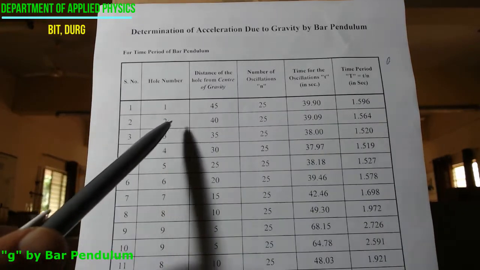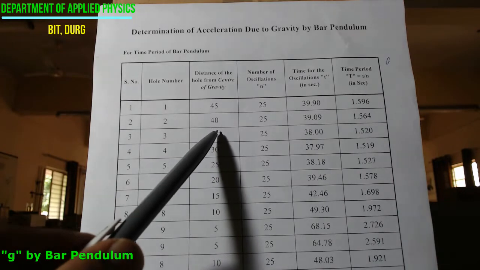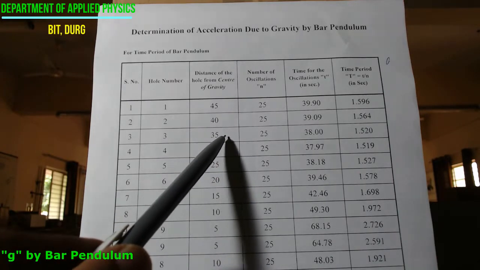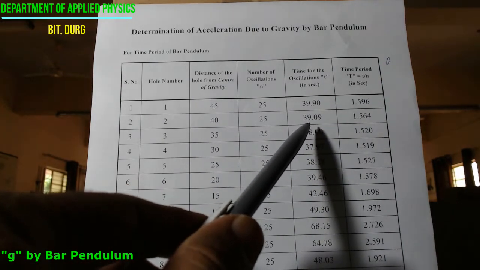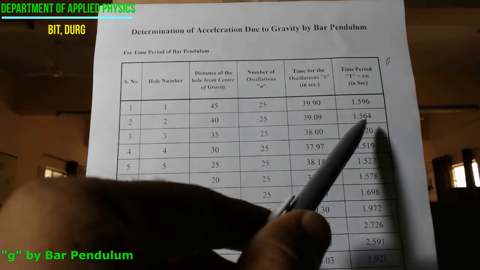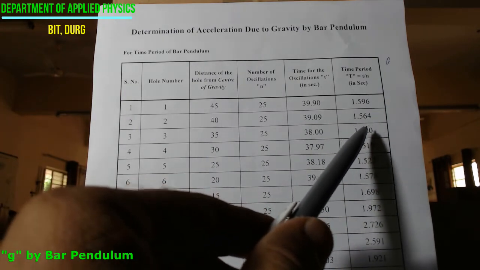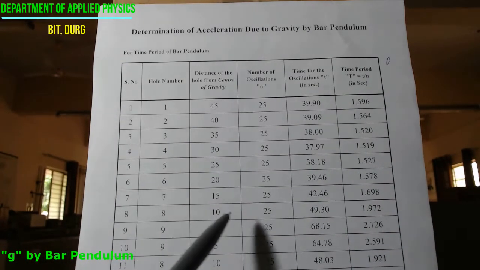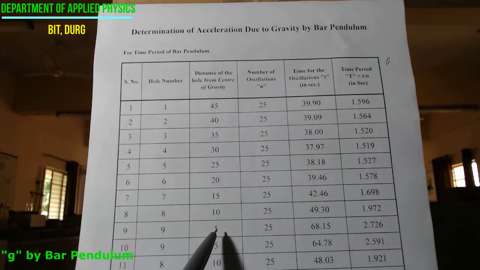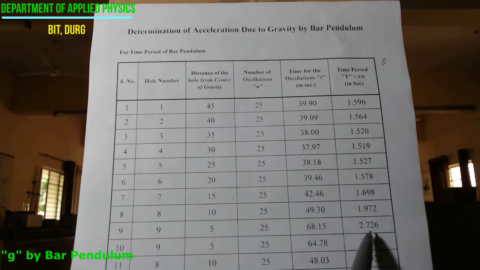In the second case, the second hole I have taken is at a distance of 40 cm from the center of gravity, again 25 oscillations. This time the time interval reduces to 39.09 seconds, and the time period becomes 1.564. Similarly for the 3rd, 4th, 5th, 6th, 7th, 8th and 9th holes. For the 9th hole, which is at a distance of 5 cm from the center of gravity, 25 oscillations, the time taken was 68.15 seconds and the time period became 2.726.